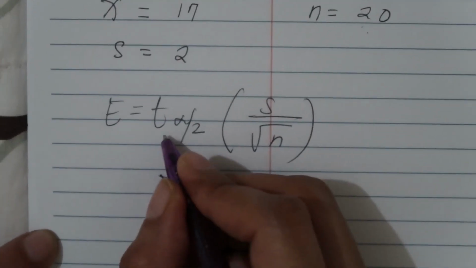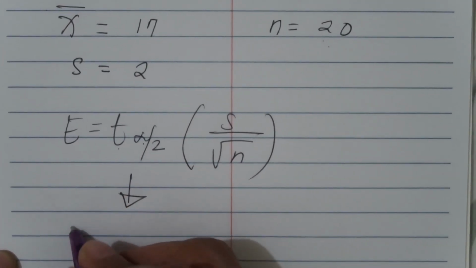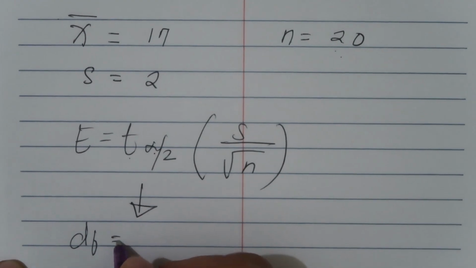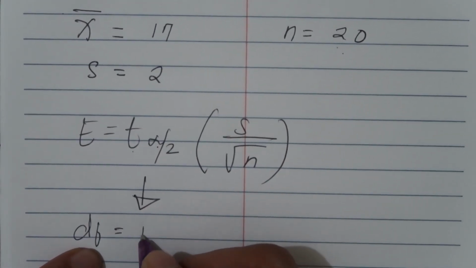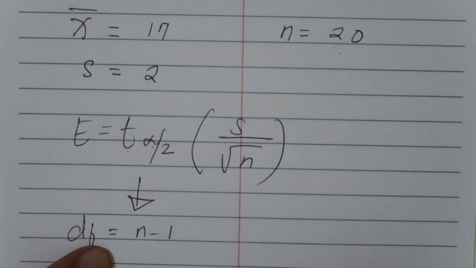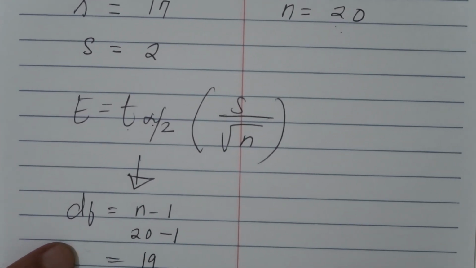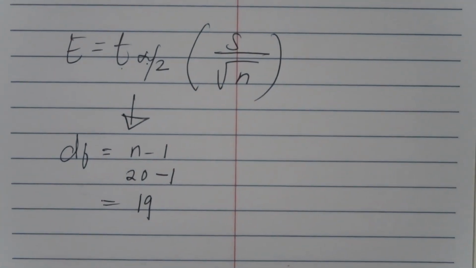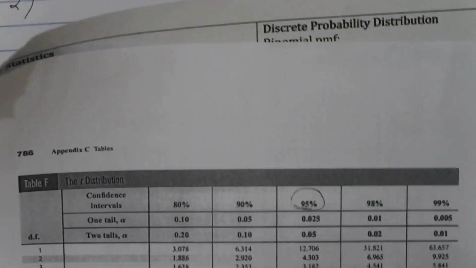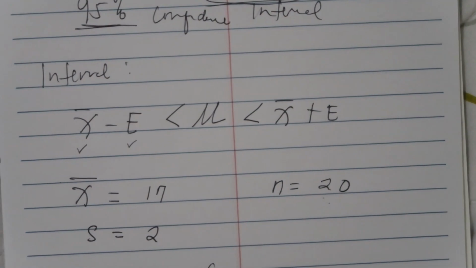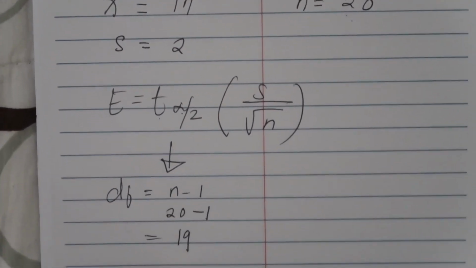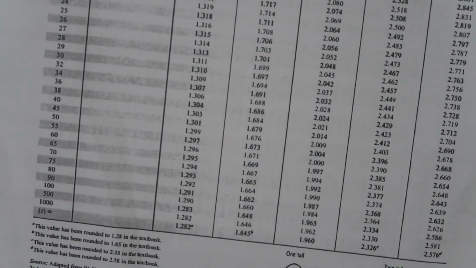Okay, 95%. So to determine the T alpha over 2, determine the degree of freedom, which is N minus 1. What is your degree of freedom? So 20 minus 1, that will be 19. Okay, so you do have 95%. So using the table, okay, so use the table. So 95%. So ito pa rin, 95%. It says 20 minus 1. DF is 19. So your DF is 19.